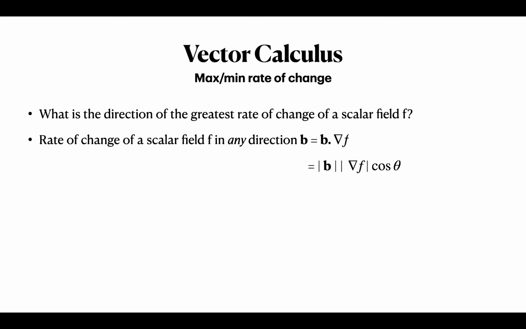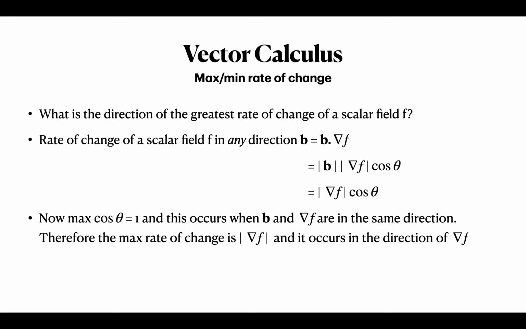Now, the magnitude of B is 1, because B is a direction. Okay? So the rate of change of F in any direction B is given by that formula there. Now, we want to maximize that. We want to maximize the mod of the gradient of F by cos of theta. Now, the way you maximize this, folks, is very simple. You look at cos of theta. Where is cos theta maximum? Well, the maximum of cos theta is 1, and it occurs when theta is equal to 0. And this means that B and the gradient of F are in the same direction. And when you think about it, this means that the maximum rate of change is the modulus of the gradient of F, and it occurs in the direction of the gradient of F, because the gradient of F is a vector and so therefore has a direction.